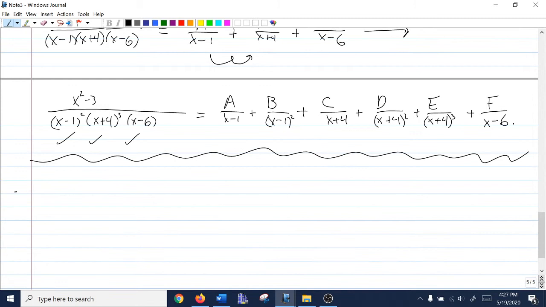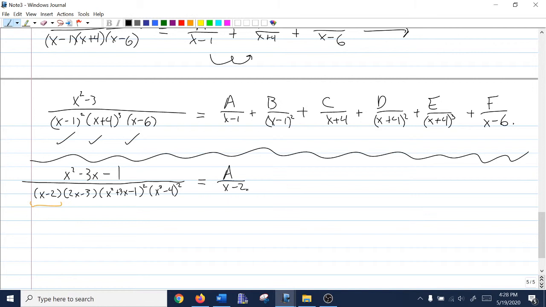So far, everything we've talked about has been linear. You're allowed to put quadratics, too. Let's jump up to the full version. If I have (x squared minus 2x, 3x minus 1) over (x minus 2)(2x minus 3)(x squared plus 3x minus 1) squared (x cubed minus 4) squared. So I'm jumping to something gross. Again, we look at it factor by factor. When I see this x minus 2, I get a term over x minus 2. The x minus 2 is not to a power, so I don't have to expand that.